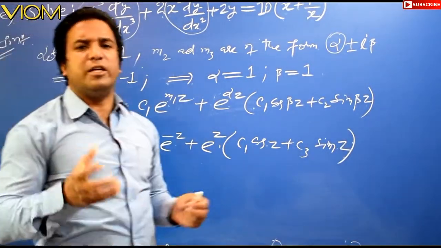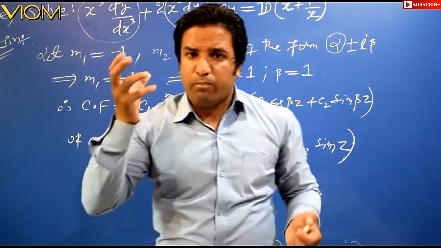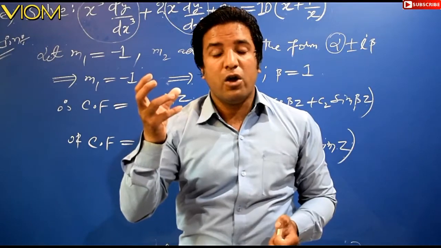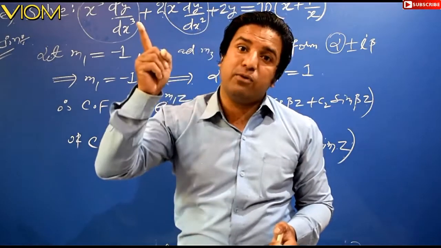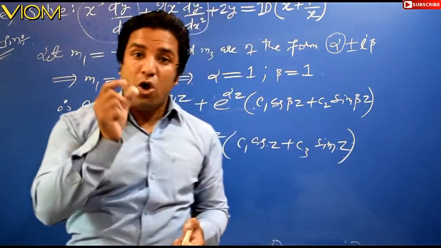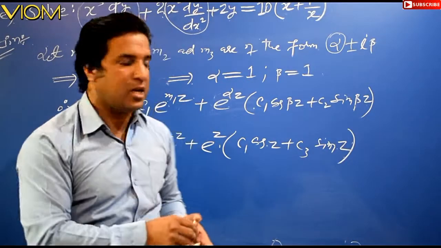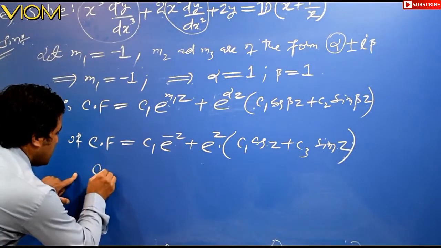But our given differential equation is not with constant coefficients. It is a Cauchy's homogeneous linear differential equation with variable coefficients, where the variable is x. That means our complementary function must contain the variable in terms of x. So we can transform this complementary function.